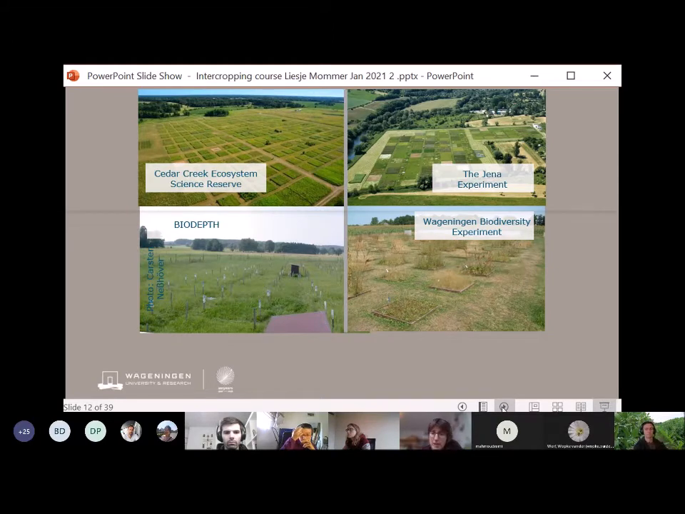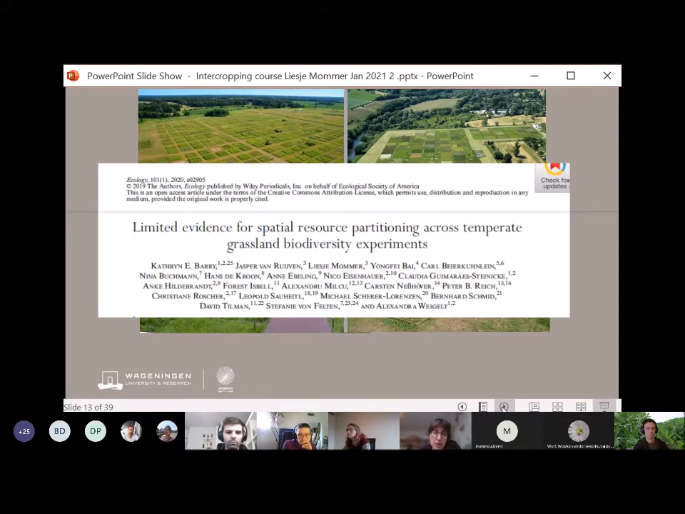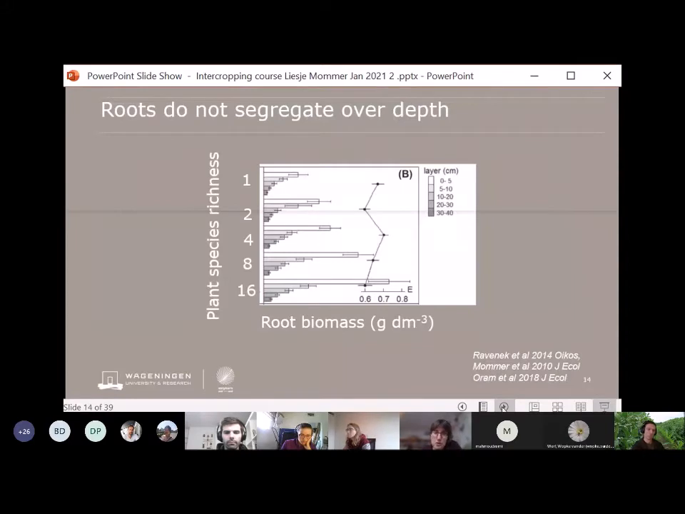And many experiments have also been done in different places across the world. And the evidence was always so-so. It was not super convincing. And last year we worked on a meta-analysis where we put together all the evidence for spatial resource partitioning above and below ground. And the evidence is really not convincing. So sometimes it matters a bit, but many times not. And particularly below ground, we don't find that systems that have a potential for using more different places in the soil would overyield more. We don't find that. And this is particularly due to what you see here.